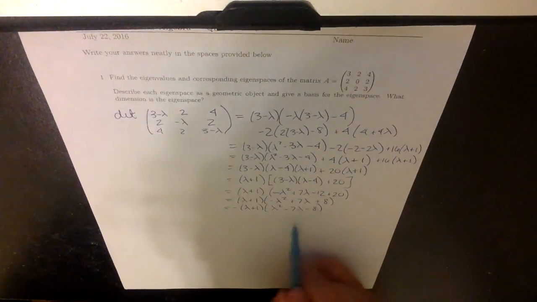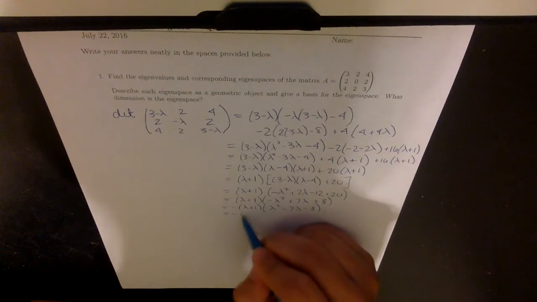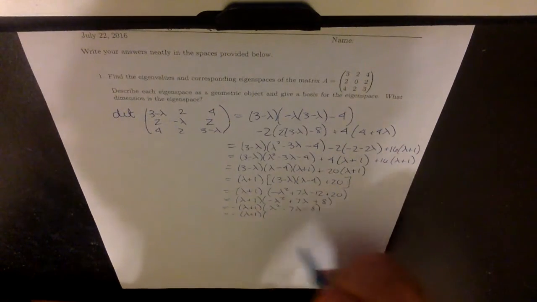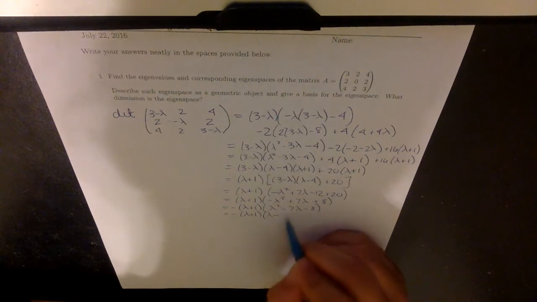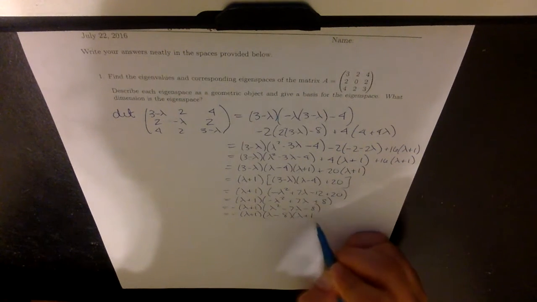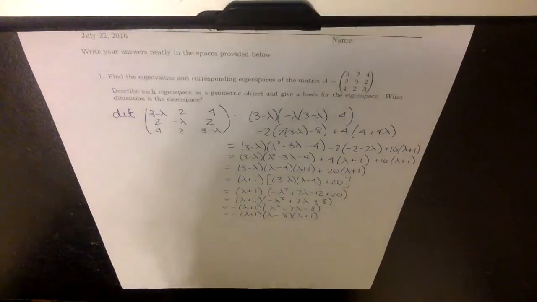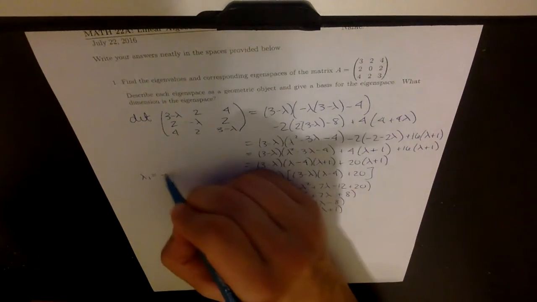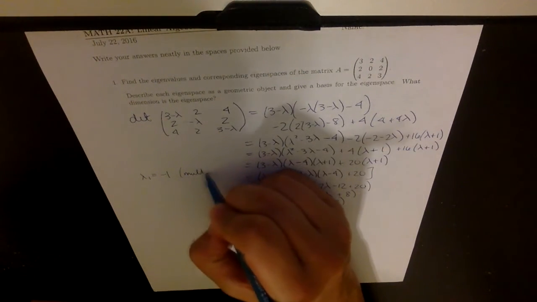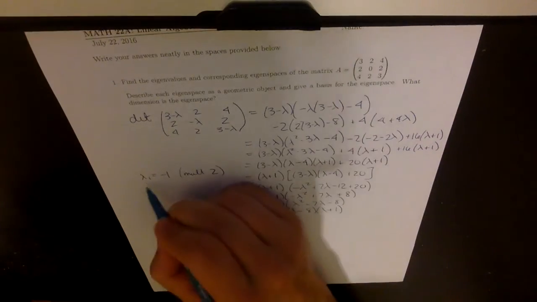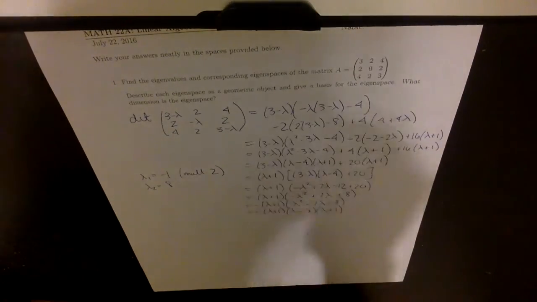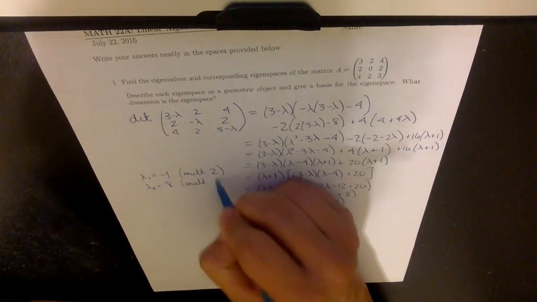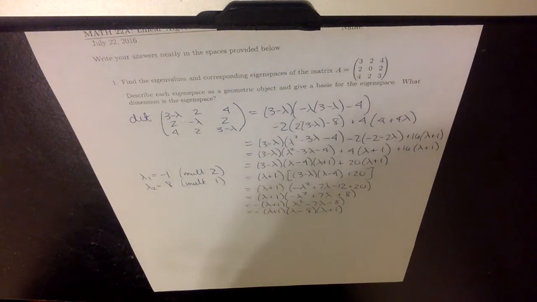And now I see I can factor this quite simply. So it's minus lambda plus 1. Now here, the factors here are a lambda minus 8 and a lambda plus 1. Okay, so I see that I have two eigenvalues. The first one is lambda 1 is equal to negative 1, and I get that with multiplicity 2. The second one is 8, and I just get that with multiplicity 1. Okay, so now we need to find the eigenspaces.